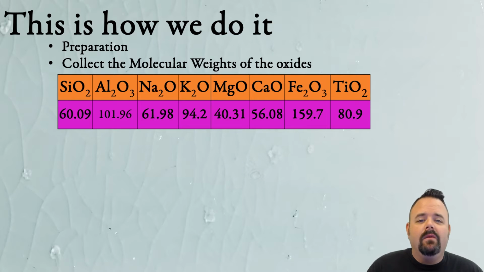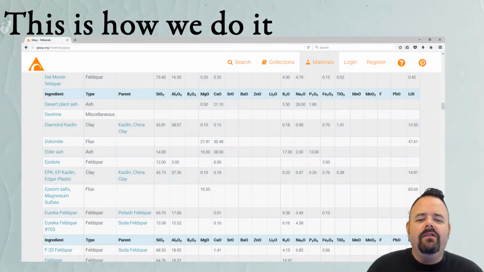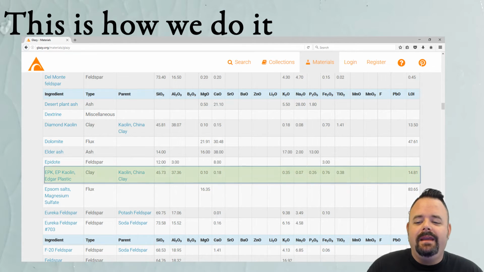The second thing we're going to need for our formulas is the chemical analysis for our raw materials. There are several places online where you can find the chemical analysis for our raw materials. My particular favorite is to go again to glazy.org/materials/glazy. And in there, you'll find a list of all the ceramic raw materials that we use commonly, and Glazy is great because it's got American materials and international materials. It's a wonderful resource. So all you need to do is find the name of your material, and we're going to start with just EPK here.